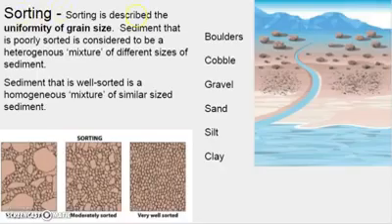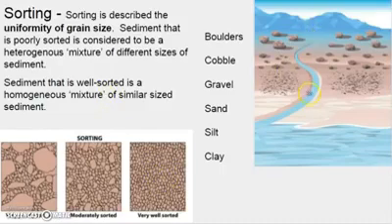We can look at sorting. Sorting is described as the uniformity of grain size. Sediment that is poorly sorted is considered to be a heterogeneous mixture of different sizes of sediment. And here in this picture we see coarse, we see some medium sizes, and we see some fine grains. But sediment that is well sorted is a homogeneous mixture of similar sized sediment.